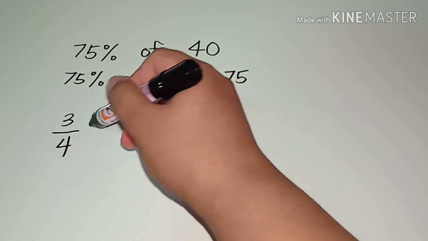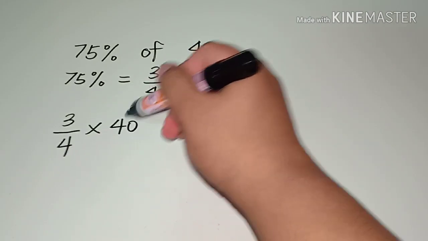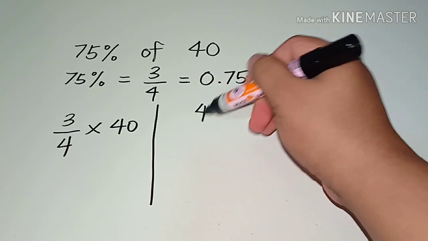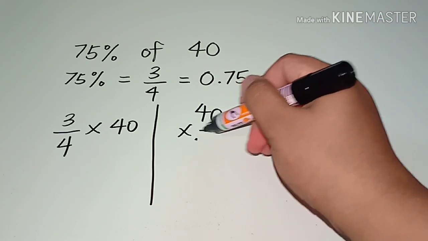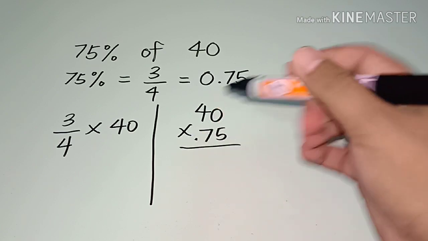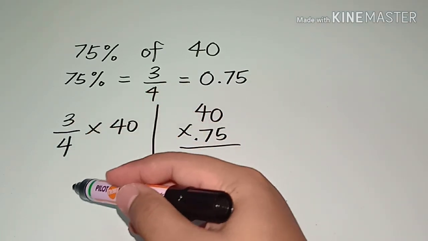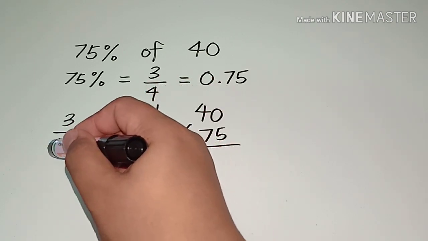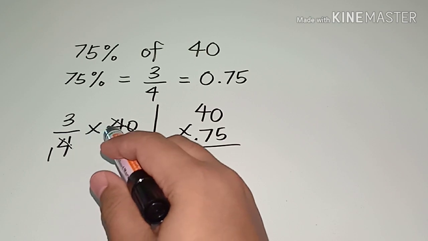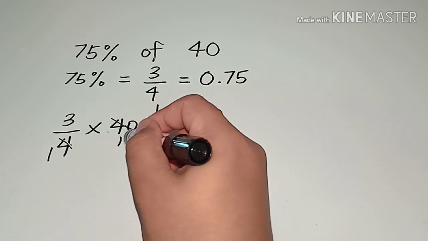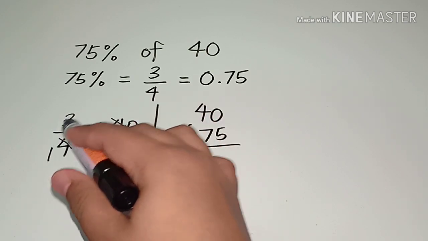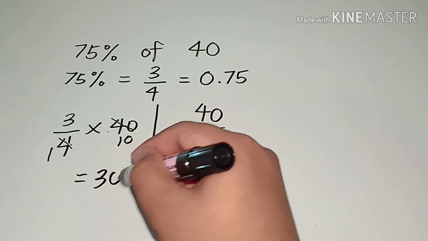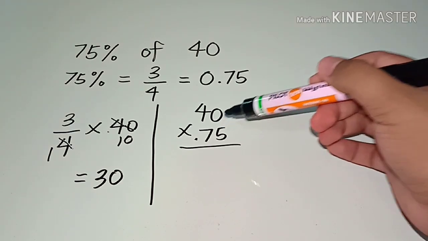So 3/4 times 40, and we also have 40 times 0.75. So let's try to do this first. We can cancel out 4 and 40 there. So we'll divide it by 4. What will happen to 4? It will become 1. What will happen to 40? Since we divide it by 4, it will become 10. So that means 3 times 10 is 30 divided by 1. So that's still 30. So let's try by using decimal form.